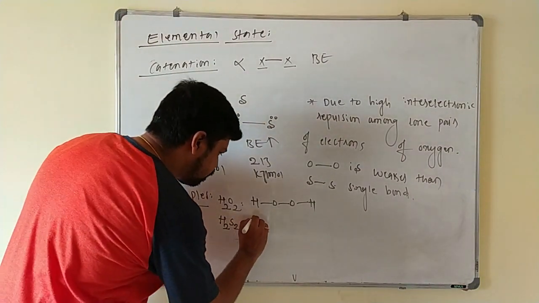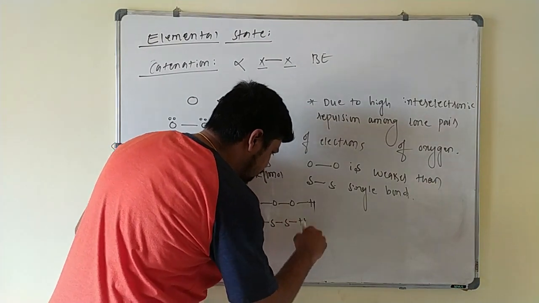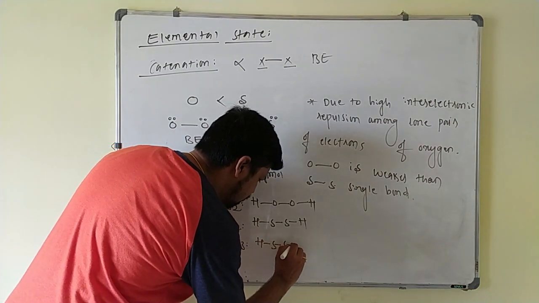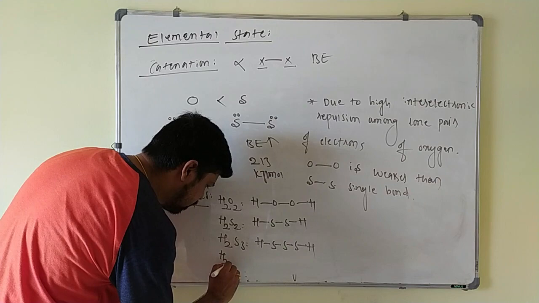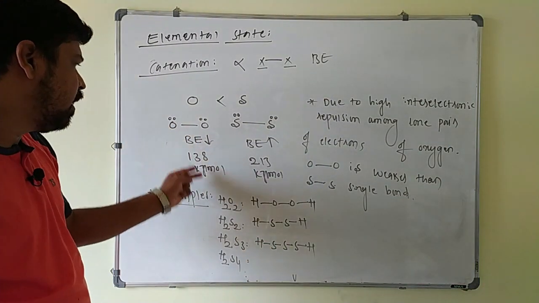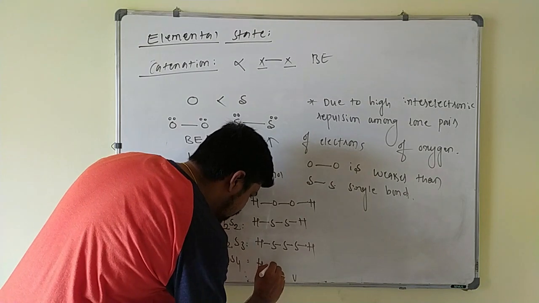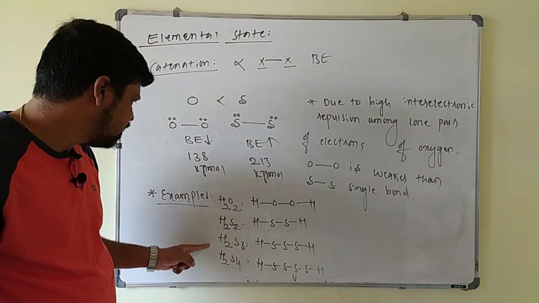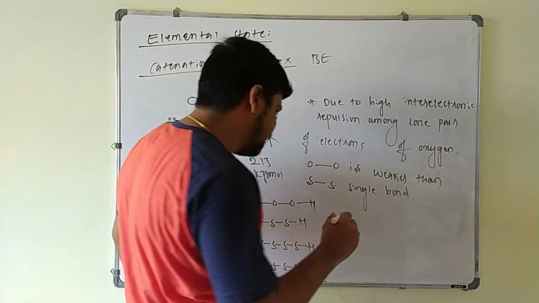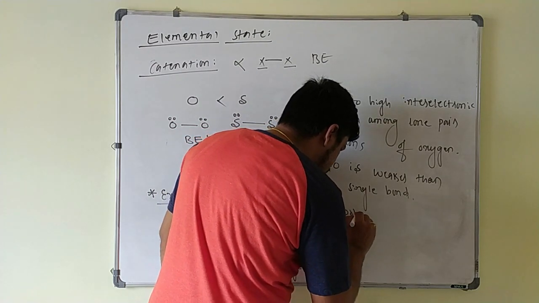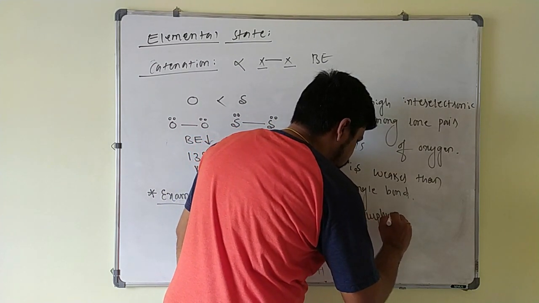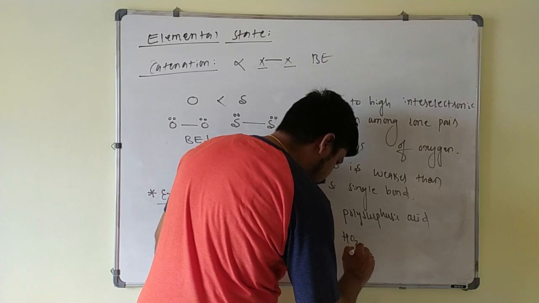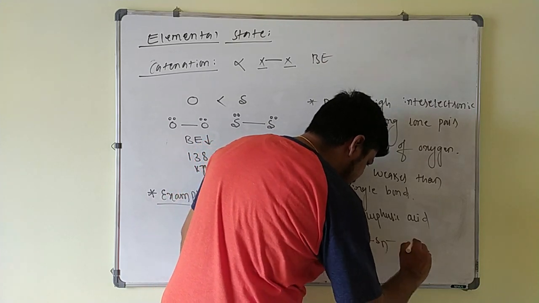Similarly, you can write H2S2 sulfides, H-S-S-H, again H2S3 also you can write, H-S-S-S-H, again you can write H2S4 also. So in this way it will form many sulfides here, polysulfides, H-S-S-S and H like this. In spite of these polysulfides, sulfur also forms polysulfuric acid like this. This is polysulfuric acid, that is nothing but SO3H, and S is n times here.